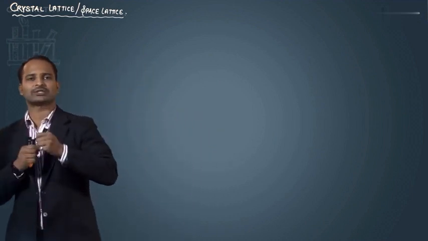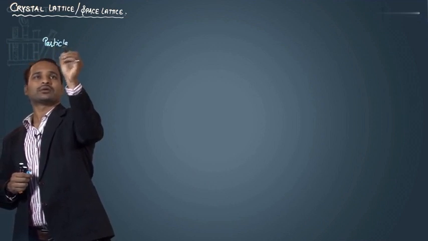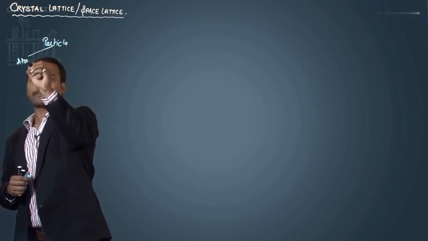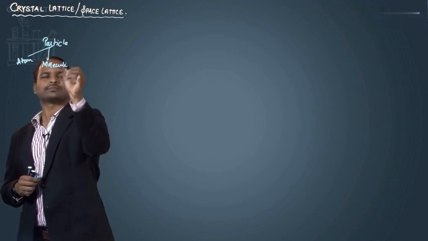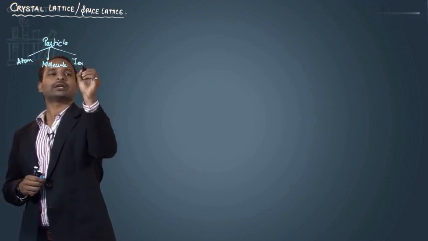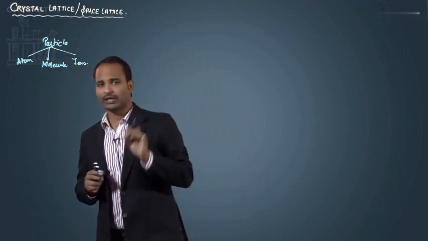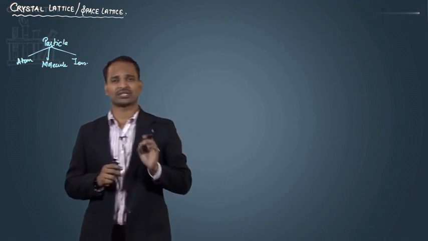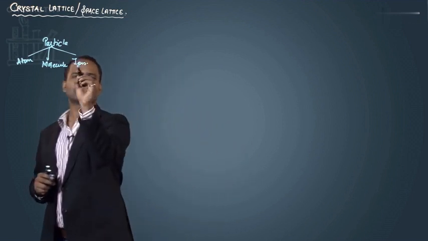From the beginning of the chapter, I'm saying that when I use the word particle, it may be an atom, a molecule, or ions, depending on which type of crystalline solid it is. We learned that there are 4 types of crystalline solid: molecular, covalent, ionic, and metallic. If it is an ionic or metallic solid, then the particle is going to be ions.